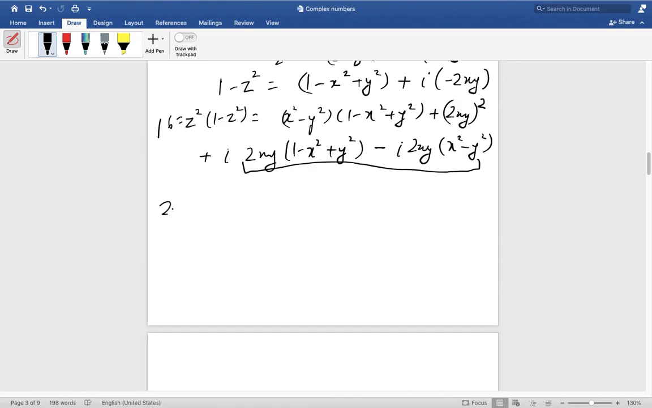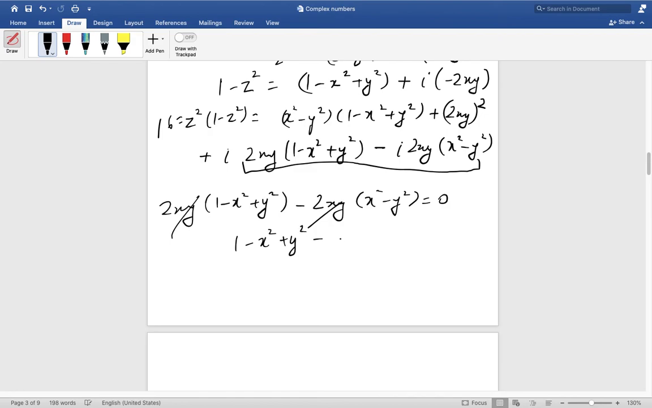So 2xy into 1 minus x square plus y square minus 2xy into x square minus y square is equal to 0. I'll cancel 2xy with 2xy. I will be left with 1 minus x square plus y square minus x square plus y square, because this minus sign is here, so it will change the sign when you open the brackets. So 1 is equal to 2x square minus 2y square, or x square minus y square is equal to half.